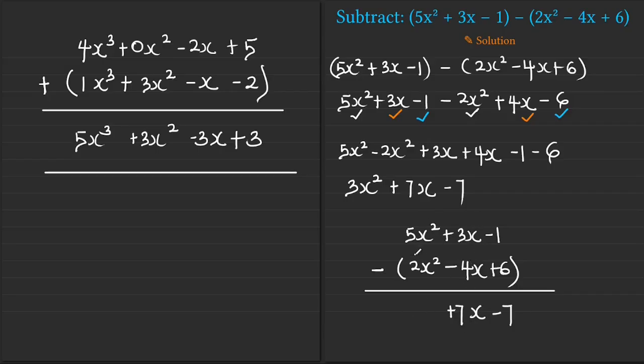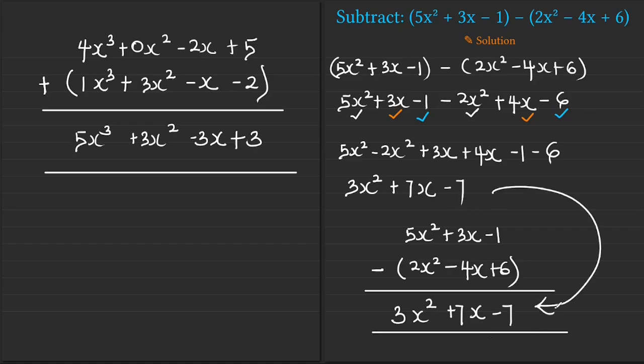Then we come to our x squared. 5 minus 2 gives us a 3. So we have 3. 3 what? X squared. And that becomes our final answer as well. And as you can see, it is the same as what we have over here. The same answers, but different method.